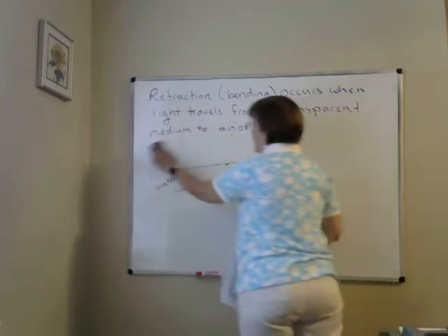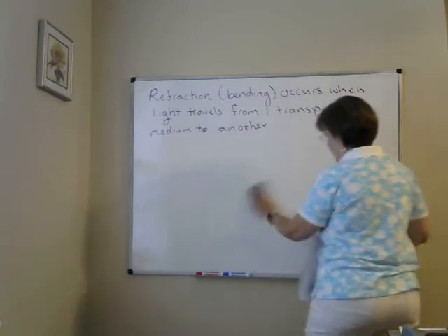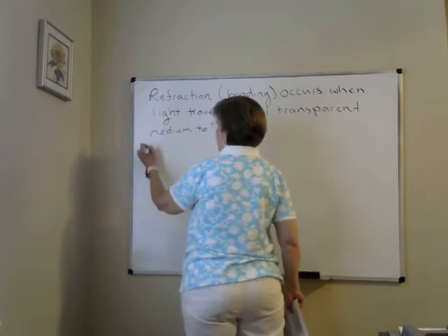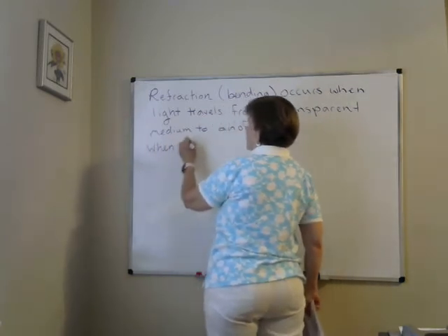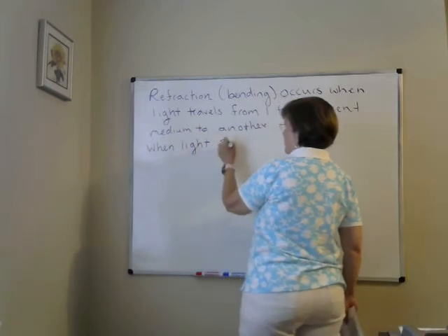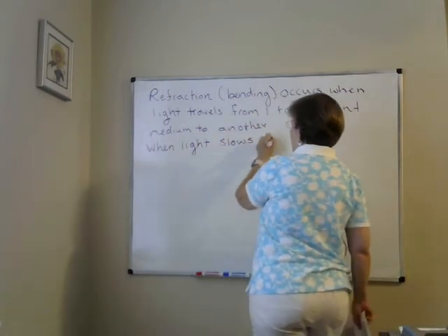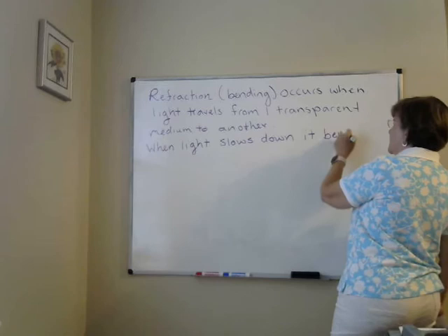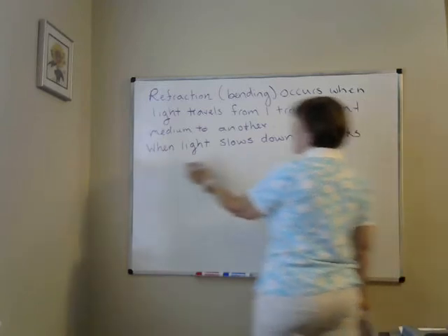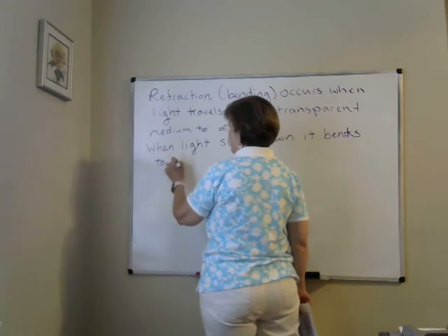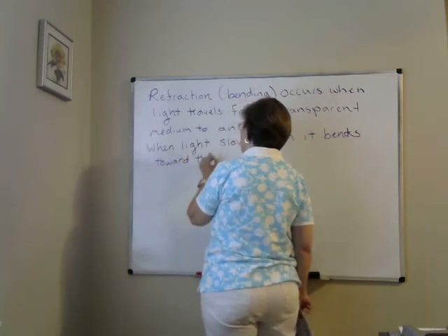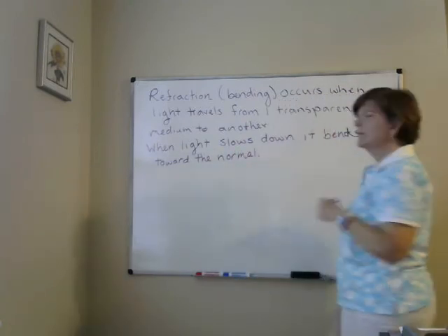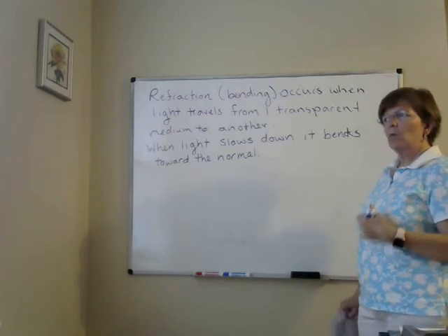Let's just back up and go back to the beginning. When light slows down, it refracts or it bends toward the normal. If light speeds up, it's going to bend away from the normal.